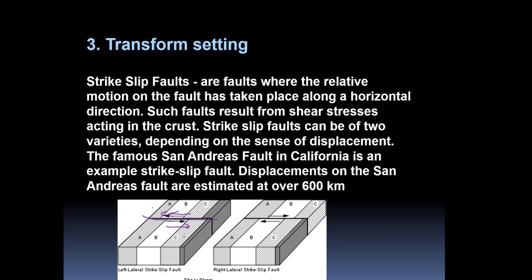And when it's right lateral, you're standing on this block, and you can see that that block is going to the right. And opposite to that, if you're standing on this one, then it's still going to the right. Basically, you will see this along transform plate boundaries.